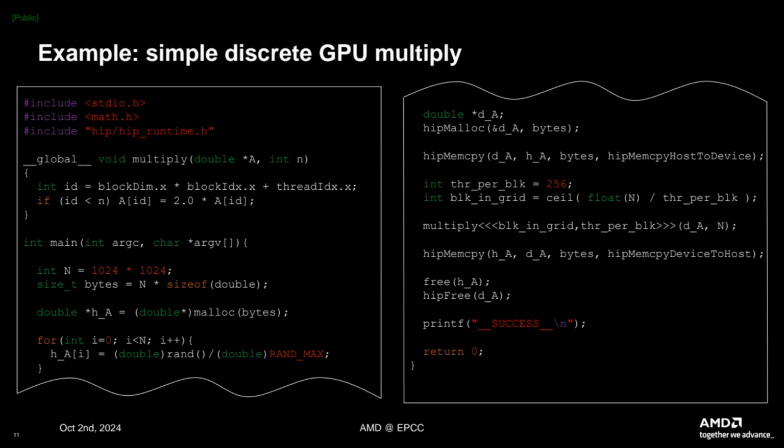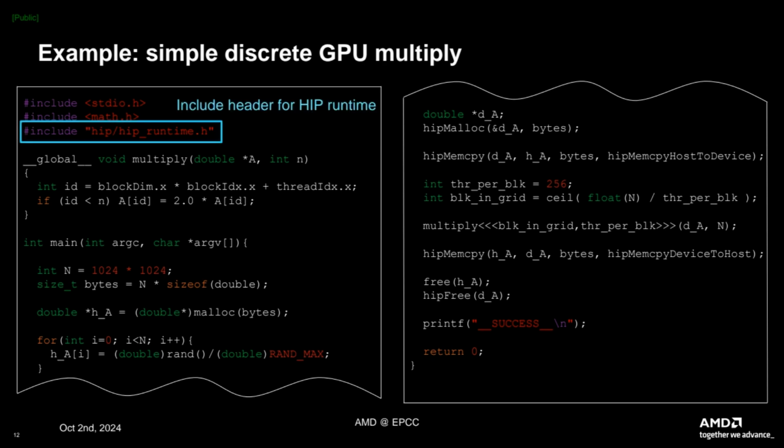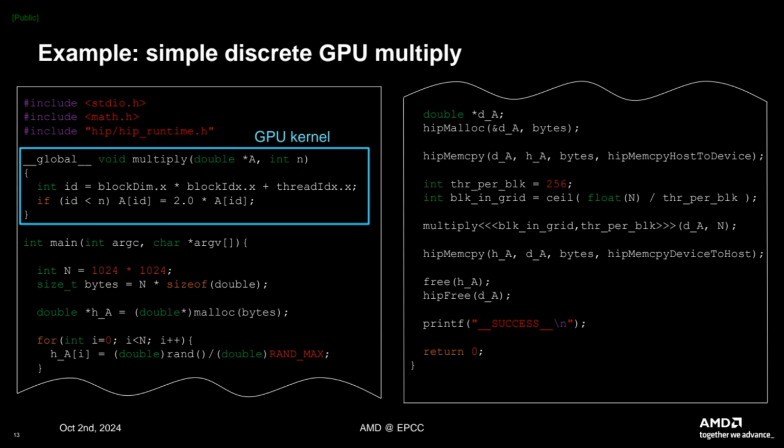Okay, so let's just take a look at how a snippet of code would be for a simple GPU multiply, considering a discrete GPU such as the one you have available on Archer 2. So first of all, we have to include the HIP runtime header, which is here, hip_runtime.h. And then we have the GPU kernel definition.